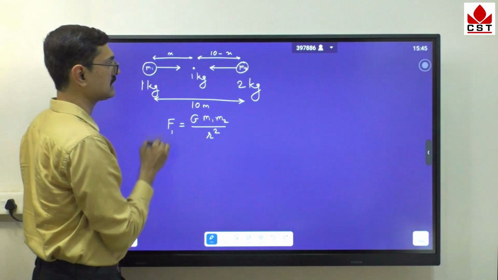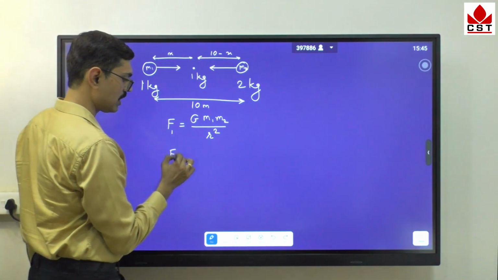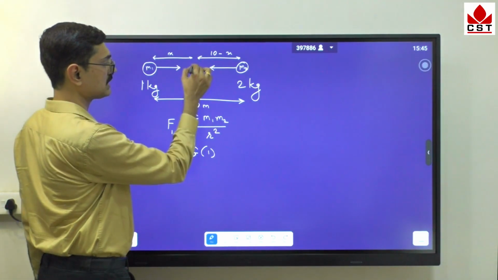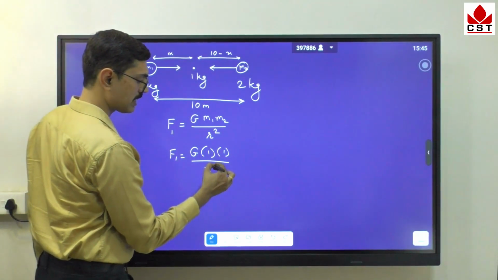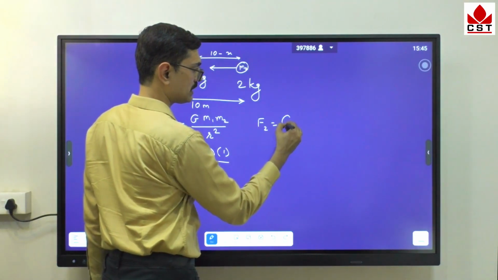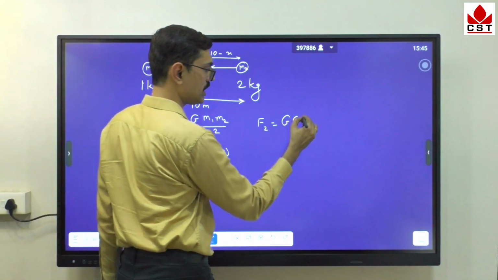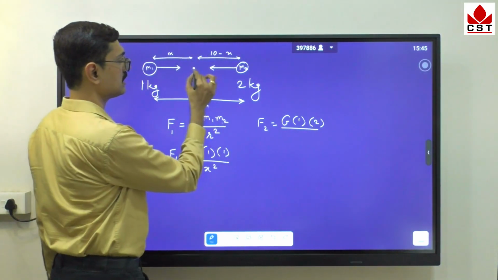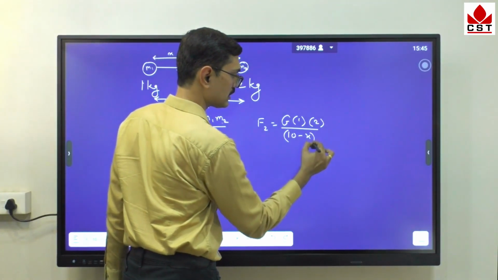So we have to put that distance for this 1 kg mass as F1 force. So F1 is equal to capital G, the first mass is taken as 1 kg, the unit mass is taken as again 1 kg, and the distance is x square. For the second force, F2 is equal to, what happens? Capital G is the same, m1, now the first mass is 1 kg, m2 is taken as 2 kg, upon the distance. The distance between these two objects is now 10 minus x, and its square.